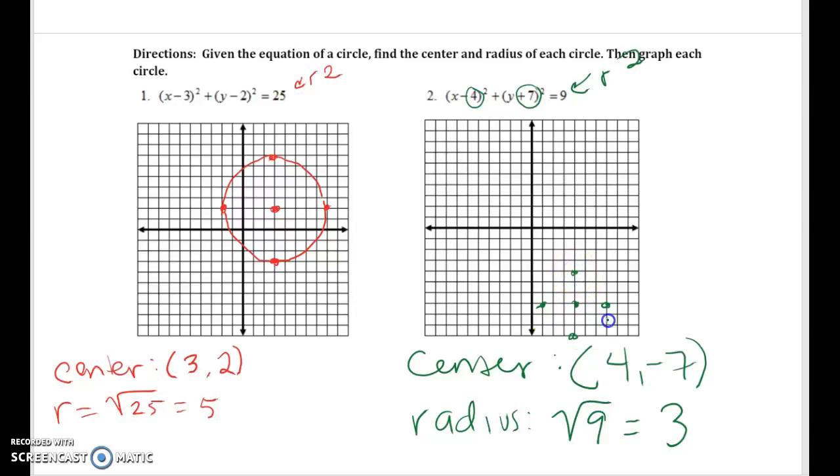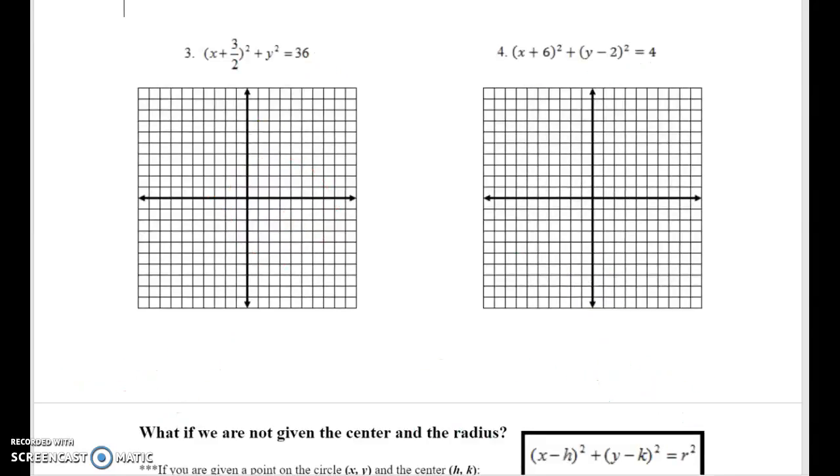And then I'm going to connect them. Again, I would use your compass to make a really nice circle. I don't have that available to me right now. So we're going to go on to the next. Okay, so again, we're going to look at these coordinates here.